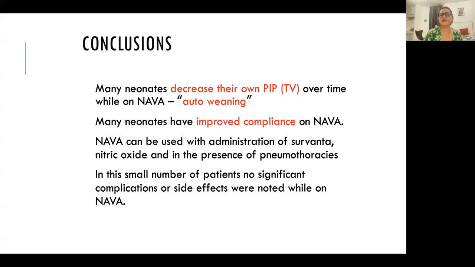Many of these babies decrease their own PIP and tidal volume over time while on NAVA. This is auto weaning, because their EDI will start improving. Many neonates have improved compliance on NAVA. This can also be used along with Surventa or Curosuf or nitric oxide, or if you have pneumothorax. In this small number of patients, no significant complication or side effects were noted while on NAVA when giving these modalities.